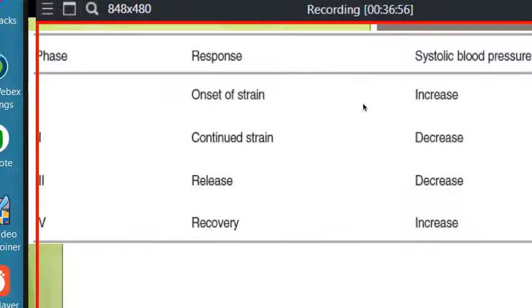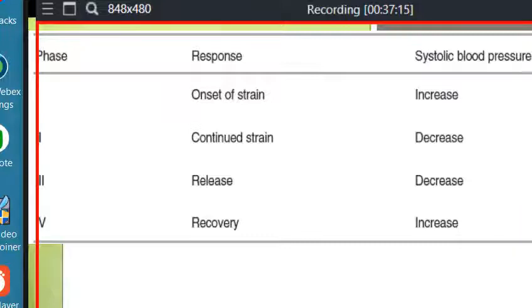There's onset of strain, an increase in blood pressure, no change in heart rate. Phase 2, continued strain, decrease. In the release phase, there's a decrease in blood pressure, and there's a stable heart rate. And phase 4 is recovery, where there's an increase in blood pressure and a decrease in heart rate with bradycardia.